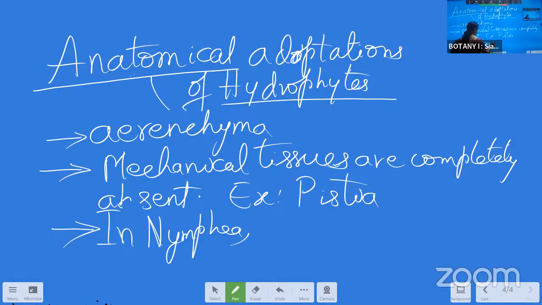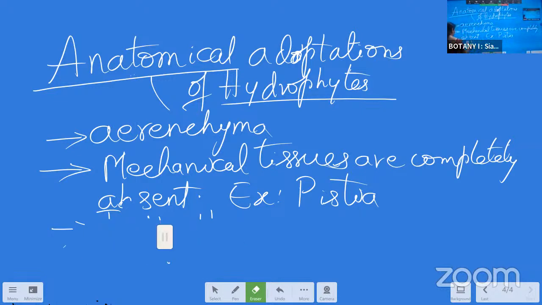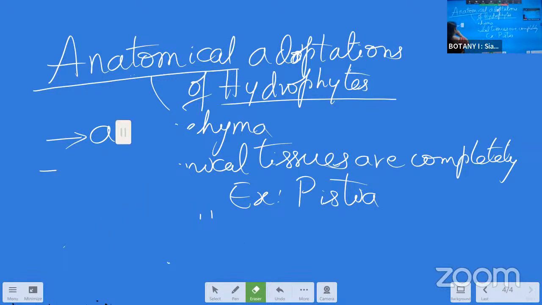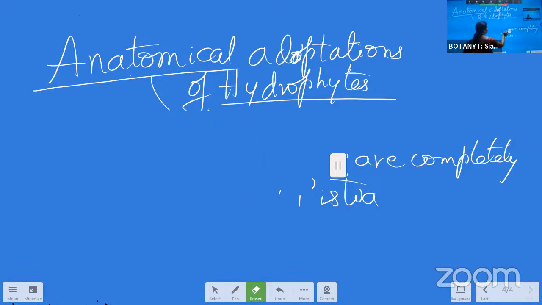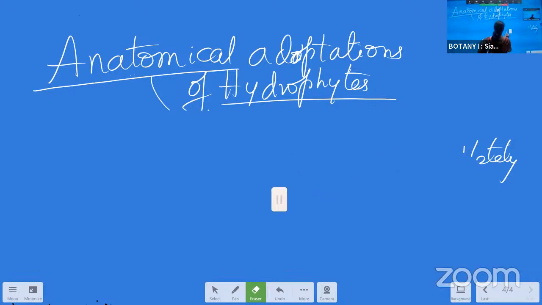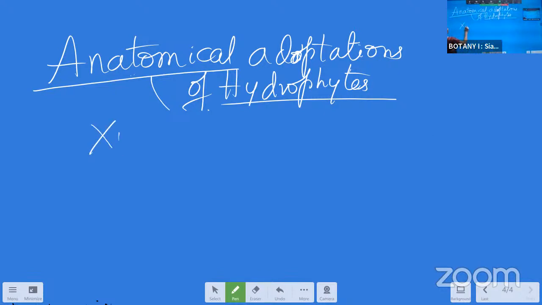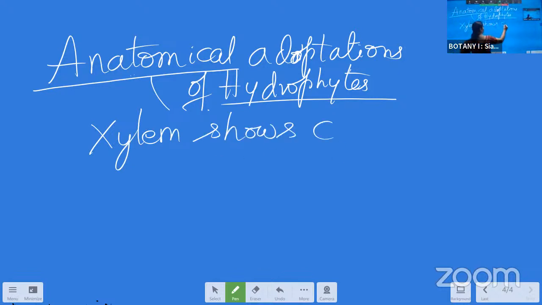And the next one is in the stellar region. In the stellar region, which types of tissues are present? The xylem and the phloem have to be present. But here, xylem shows a cavity-like structure. In the stellar region, xylem shows a cavity. This is the most important.